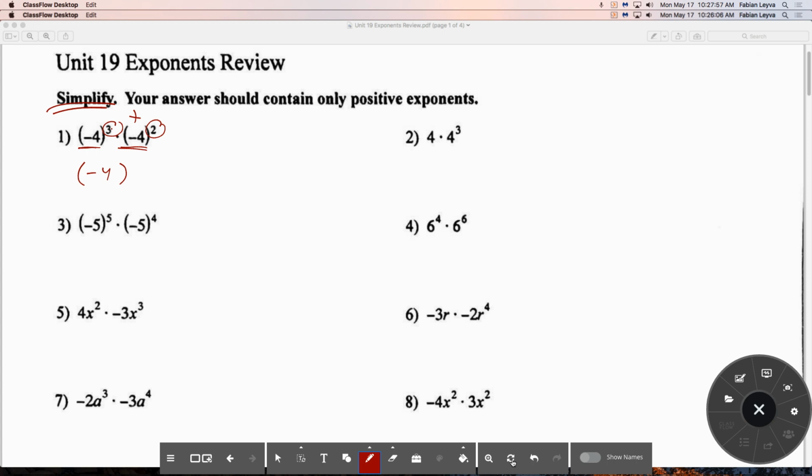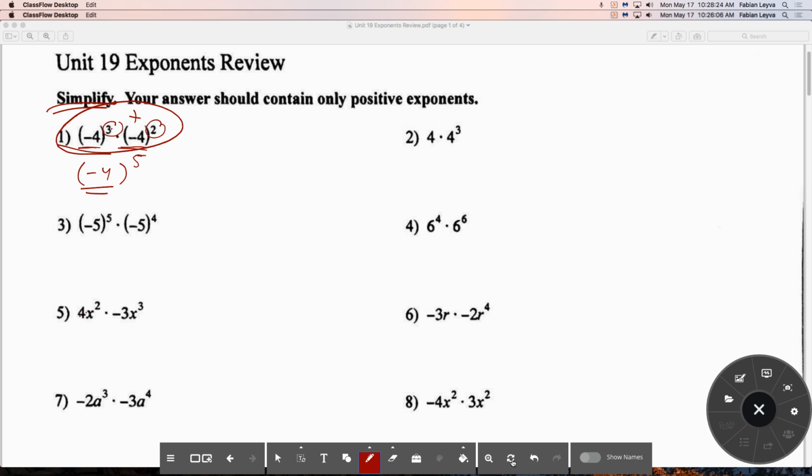And notice here that 3 plus 2 is a positive 5, so I end up with -4 raised to the 5th power. Now keep in mind that I don't care if you know what -4 times -4 times -4 times -4 times -4 is. All I want to know is if you know how to combine like bases. So this is enough for me to give you 100% on this specific problem. Now keep in mind that this is kind of more of a straightforward one. Let's do one that looks a little bit messy. For instance, a problem like number 5.